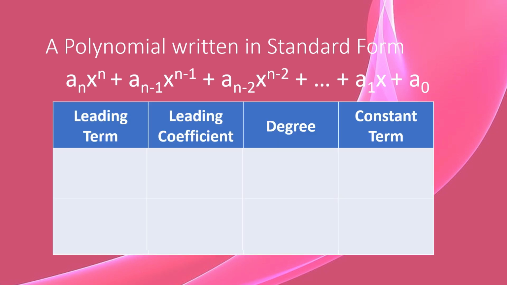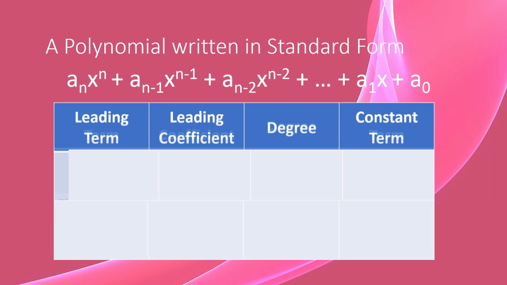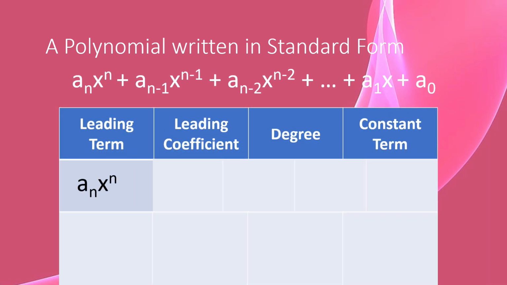Okay, so we're going to identify the parts of a polynomial. So we have here the leading term, the leading coefficient, the degree of the polynomial, and the constant term. So for our leading term, a sub n x to the power of n, this is our leading term. The leading term is the term with the highest exponent.